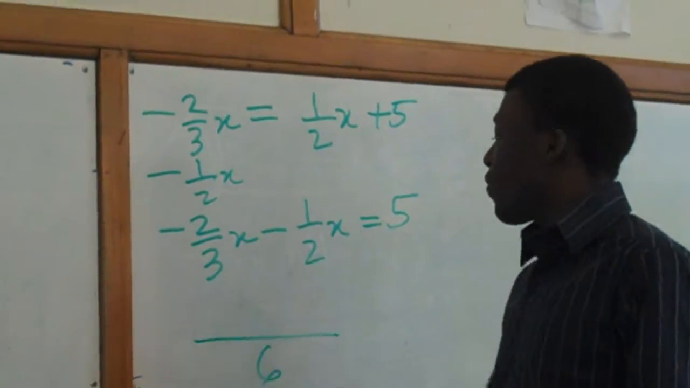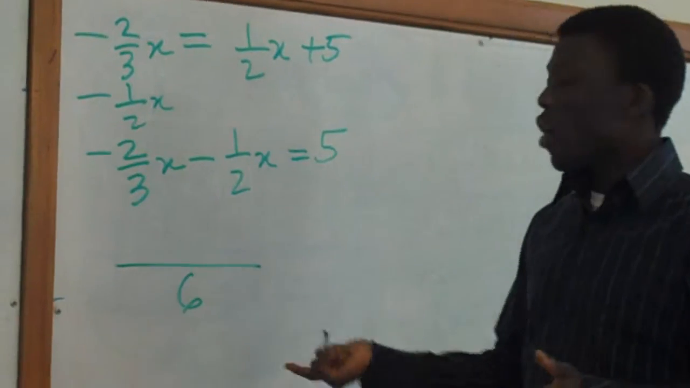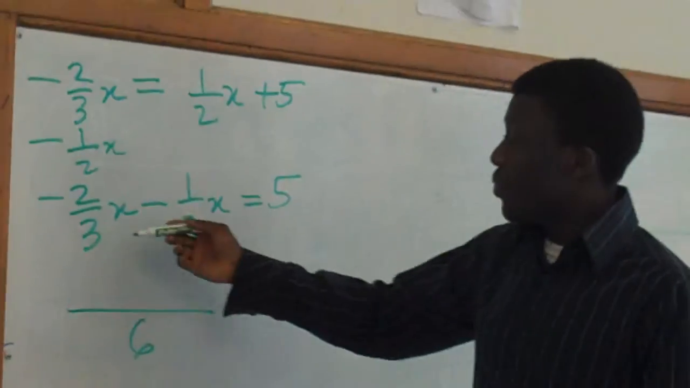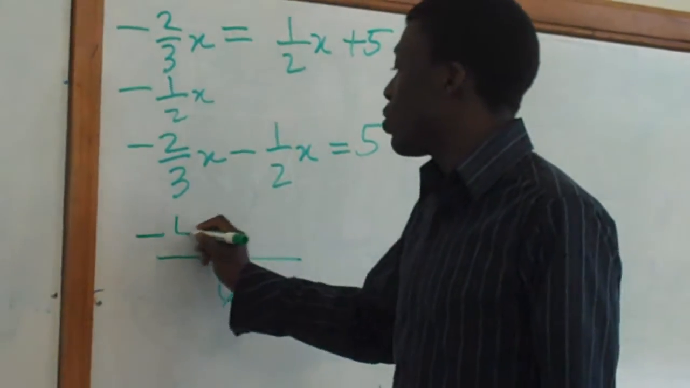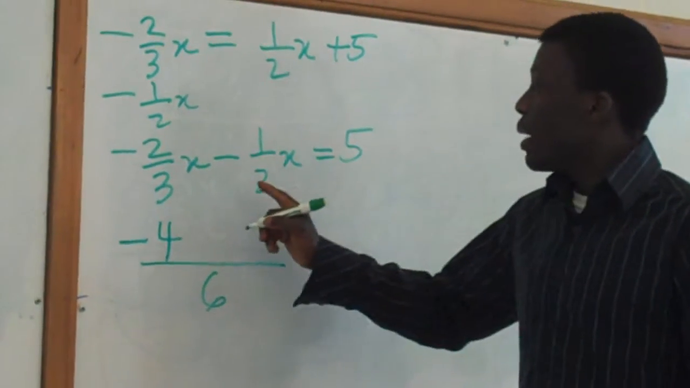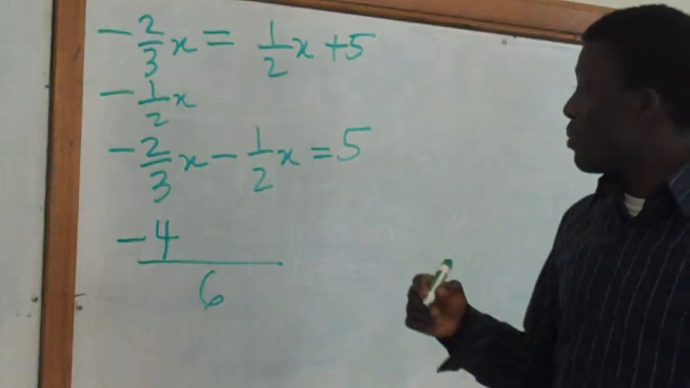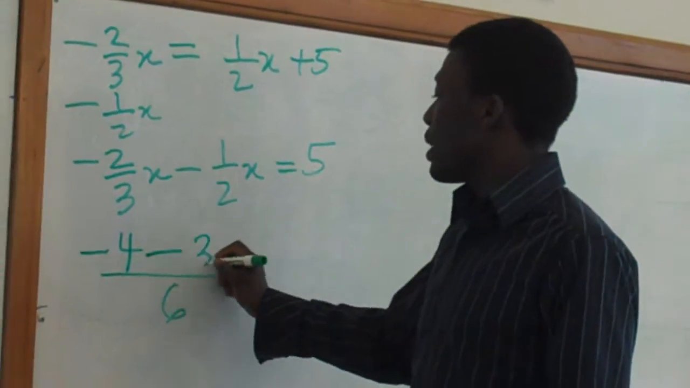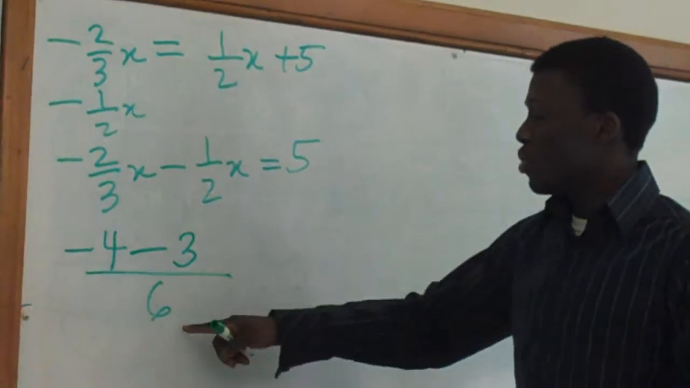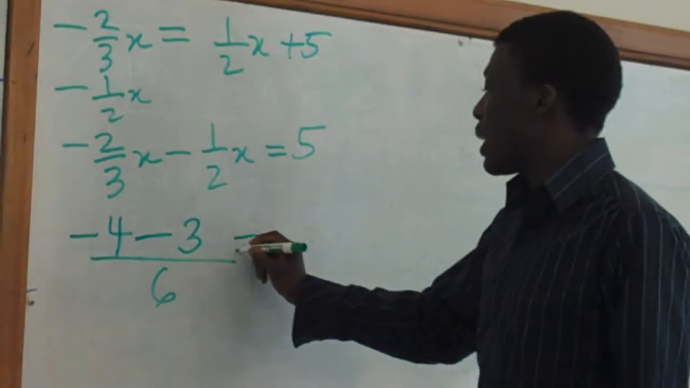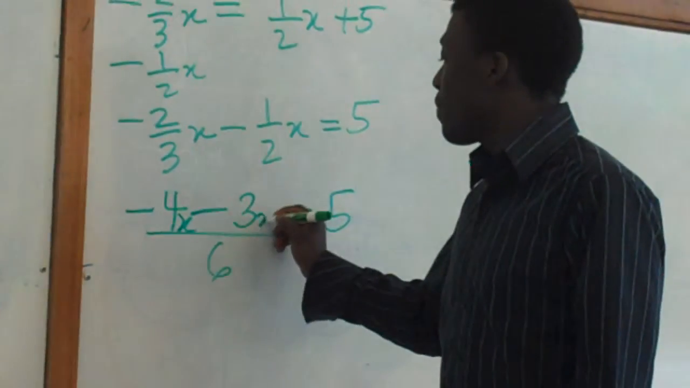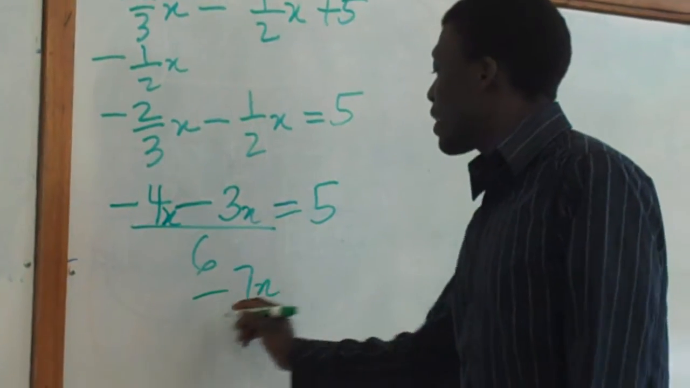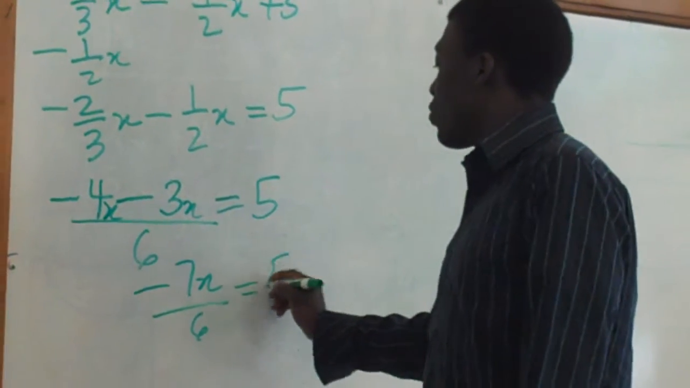We're going to use fraction subtraction here. So the common denominator is 6. 3 goes into 6 2 times. 2 times minus 2 is minus 4. And then 2 goes into 6 3 times. 3 times minus 1 is minus 3. So this is equal to 5. The x's are still there. So we have minus 7x over 6 is equal to 5.